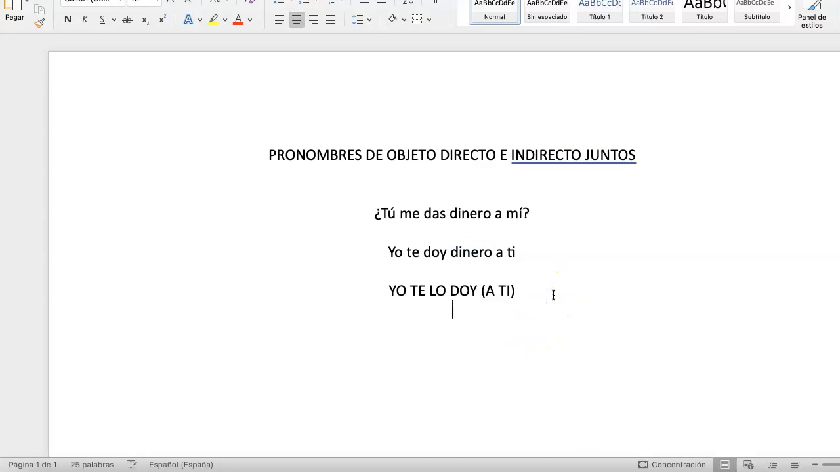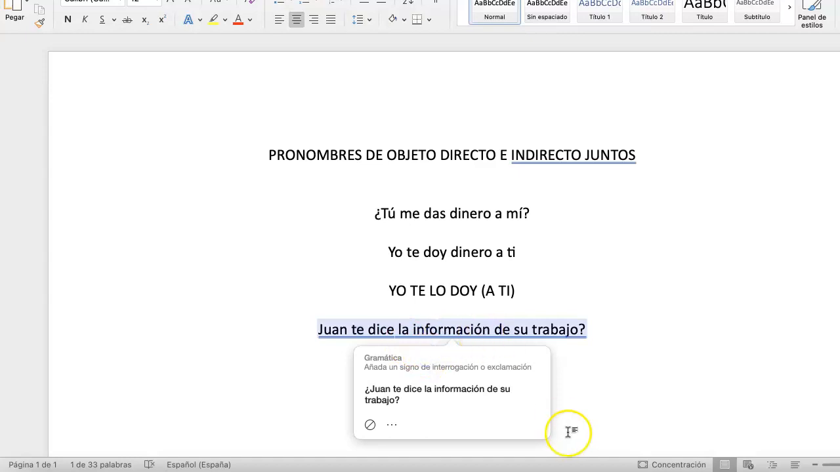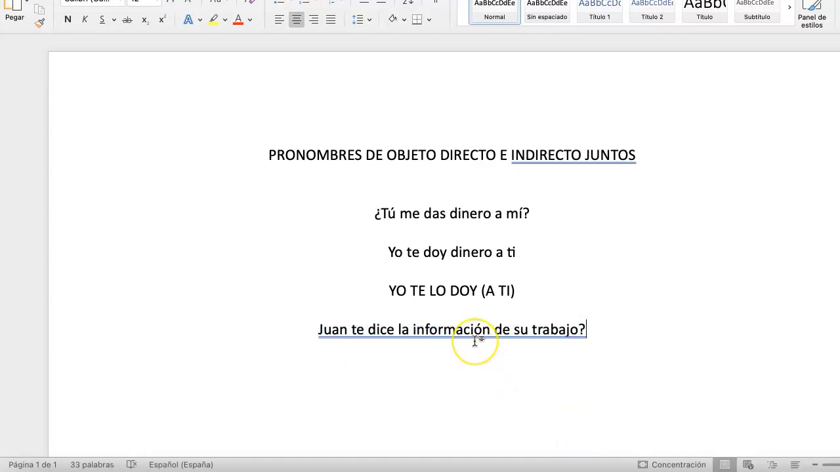Suppose that I give you a sentence like, Juan te dice información de su trabajo. Okay. La información de su trabajo. But let's see this sentence. We have dice, this is a verb. Te is the indirect pronoun, right? It's who gets the information. Now, what does he say? The information. This is the direct object.